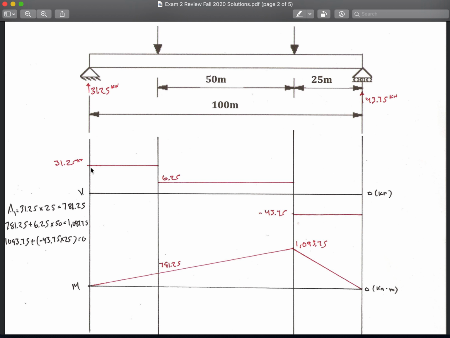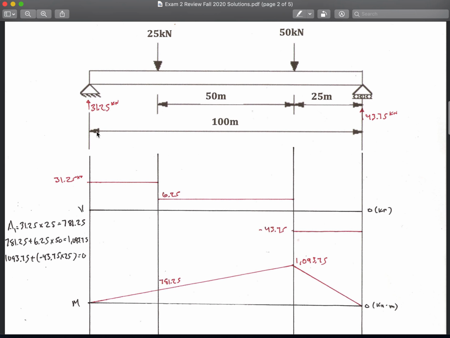Now, first, I go upwards right here due to this 31.25 kilonewtons load. So I start at 0 and go upwards to 31.25 kilonewtons. Then the next rule says in between point loads, the shear must remain constant, so I've drawn a horizontal line until this next boundary. At this boundary, I subtract 25 kilonewtons from the 31.25, which gives 6.25. That math isn't written on this page, but I did it in my calculator: 31.25 minus 25 is equal to 6.25.